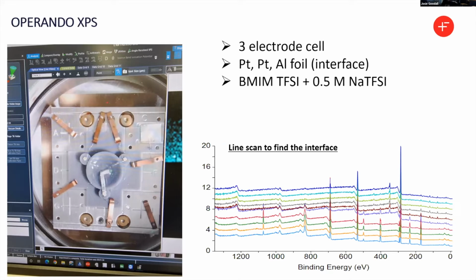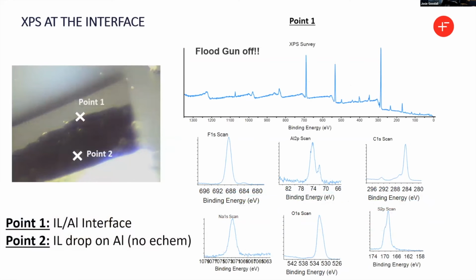It was very important to look and find the interface first. So we have to do a line scan. So take a large area and do the spectrum at each point to see where we are seeing both the aluminum and ionic liquid together. So we moved from one point where we are seeing just ionic liquid to a higher point where we are seeing just the aluminum, so no ionic liquid there. So we have to choose a point in between where we can see both the carbon signal and the aluminum signal together. Okay, so these are the 2 points that I chose.